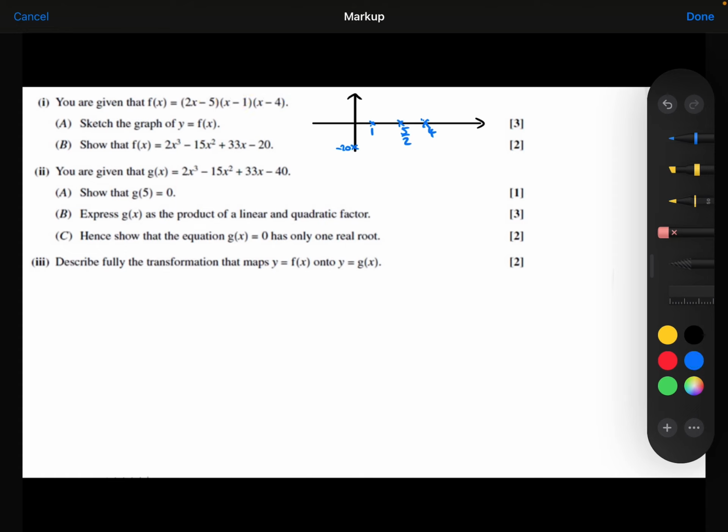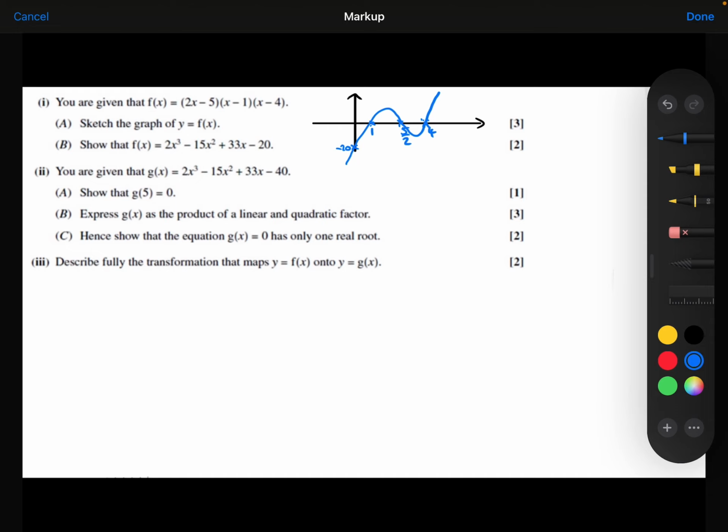Now, in terms of the shape, if I were to expand all of this out, I would end up with a positive 2x cubed. So my graph is going to start going up. It's going to pass through at 1, back down through at 5 over 2, and then up again through 4. So there's my sketch of f of x.